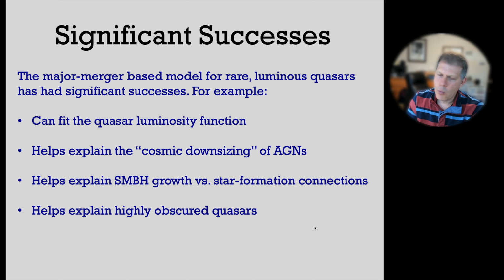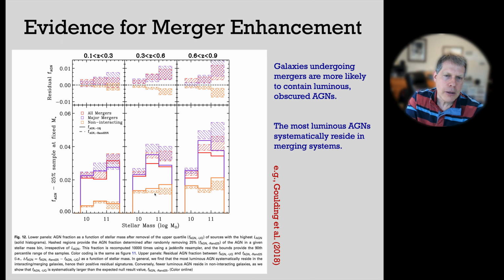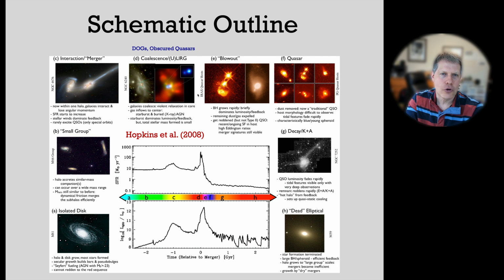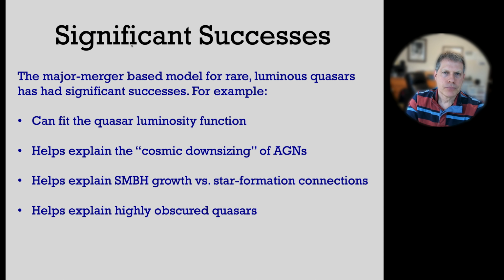And again, there's a wide variety of literature now observationally looking into this issue. People find a variety of results. By and large, at least for the highly luminous AGNs, it certainly appears that mergers and interactions have a significant role in triggering those very powerful AGN systems. Broadly speaking, this sort of merger-driven model has had some significant successes. When applied to, again, the rare luminous quasars, it probably is not as relevant for the lower luminosity AGN systems, where secular processes can often lead to feeding.